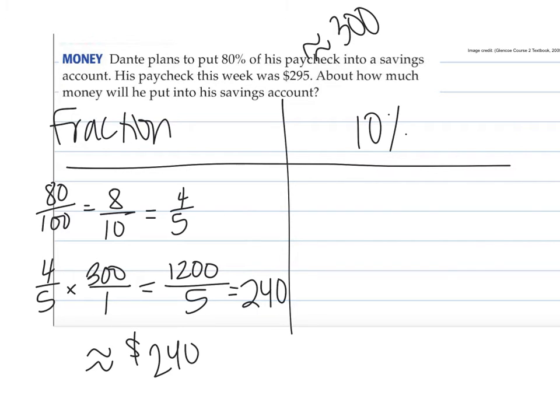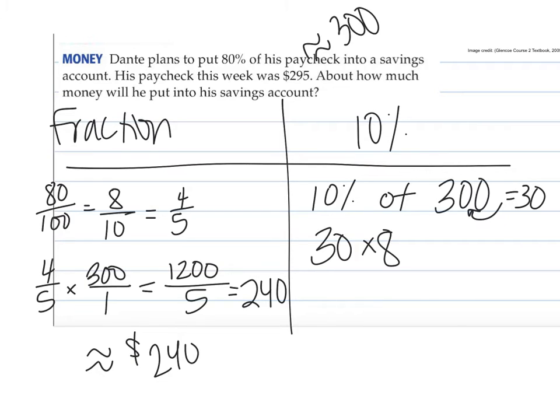The other method is to first find 10% of 300, and we do that by moving the decimal over one spot, so that would be 30. Since we want 80%, which is 8 times, we're multiplying by 8, so you're going to take the $30 times 8. Well, I know 3 times 8 is 24, add a 0, approximately $240. So either method works. The 10%, move the decimal and multiply. The other one, put it in a fraction, multiply.